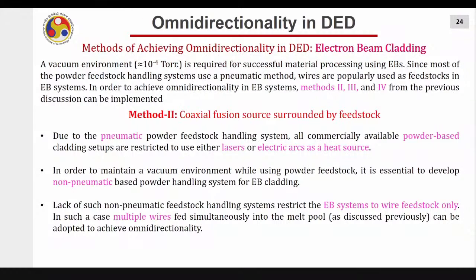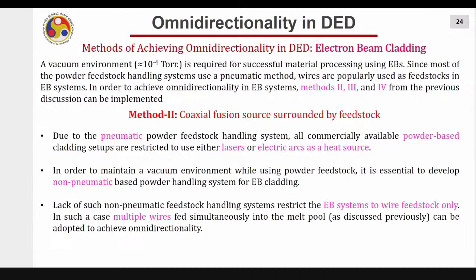Electron beam cladding. A vacuum environment of approximately 4 times 10 to the power minus 4 torr is required for successful melting using electron beams. Since most powder feedstock handling systems use pneumatic methods, wire is popularly used as a feedstock in EB. In order to achieve omnidirectionality in an EB system, methods 2, 3, and 4 from the previous discussion can be implemented here. Method 2 was the coaxial fusion source surrounded by the feedstock. Due to the pneumatic involvement in powder feed, powder is not used, so there is no possibility of making a cone.